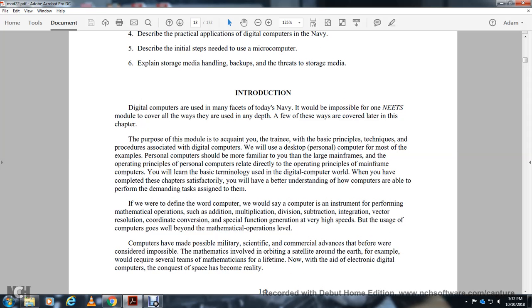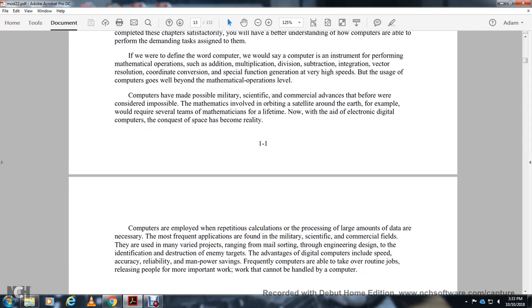Computers have made possible military, scientific, and commercial advances that before were considered impossible. The mathematics involved in operating a satellite around the Earth, for example, would once have required several teams of mathematicians a lifetime. Now that the age of the electronic digital computer and the conquest of space has become reality, computers are employed for repetitive calculation and processing of large amounts of data, the most frequent applications found in the military, scientific, and commercial fields. They are used in projects ranging from mail sorting, through engineering design, to the destruction of enemy targets. Advantages of digital computers include speed, accuracy, reliability, manpower savings, and safety.